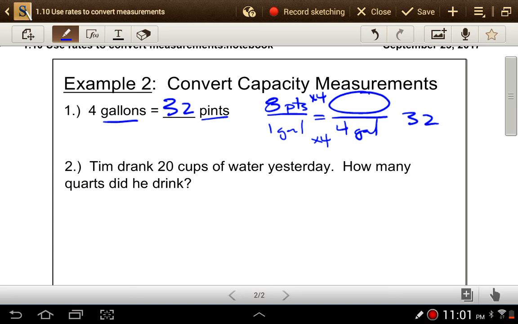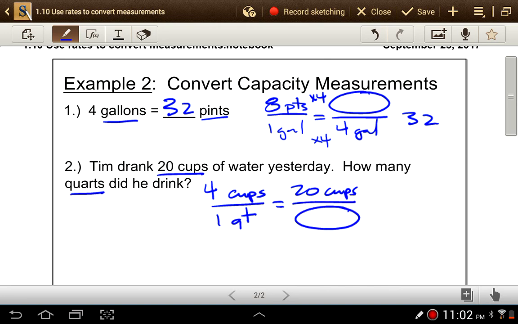In problem 2, it's just a word problem with the same thing. Tim drank 20 cups of water yesterday. How many quarts did he drink? So I want to think, how many cups are in a quart? Well, I know looking at my reference sheet that there are 4 cups in 1 quart. So I'm going to do 4 cups to 1 quart. 20 cups is going to go in the numerator to match my 4 cups. And I don't know this. How do I go from 4 to 20? Well, that's times 5. 1 times 5 is 5, so I know my answer is 5 quarts.